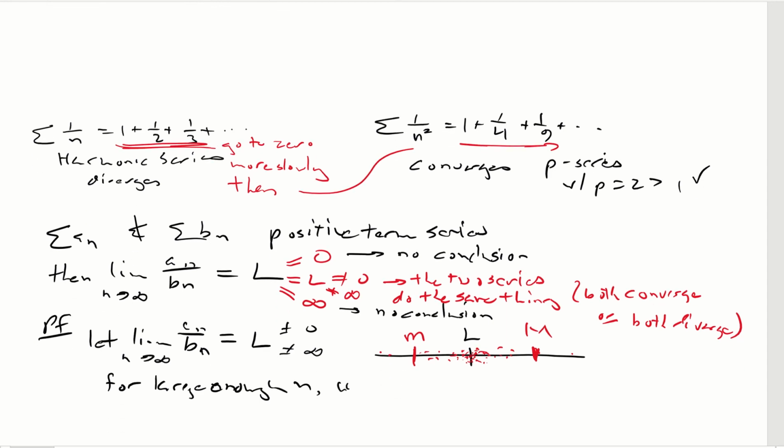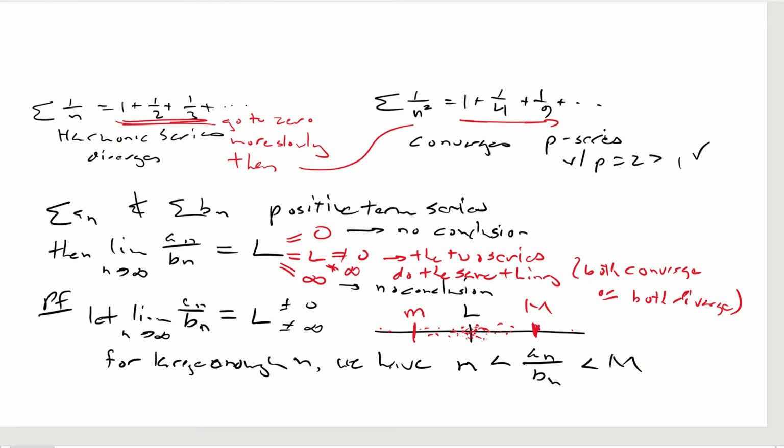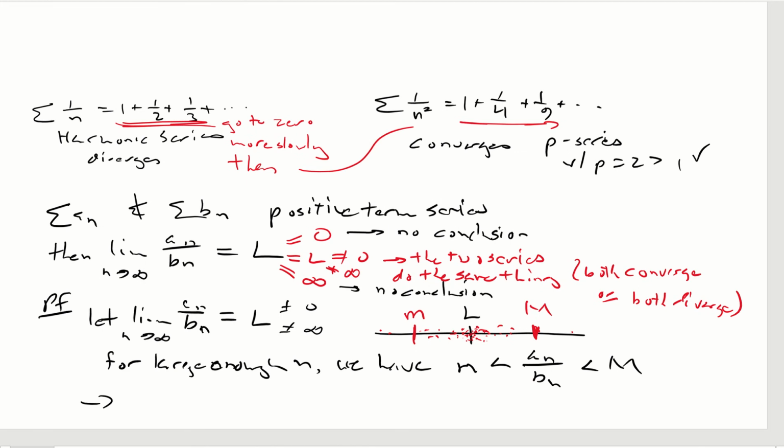Since that's the limit, we have m less than a_n over b_n less than capital M. The ratio's trapped in there because that's its limit. One more move: I'm going to clear fractions by multiplying everybody by b sub n, and we end up with m b_n is less than a_n is less than capital M b_n.